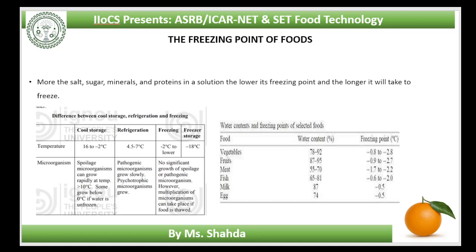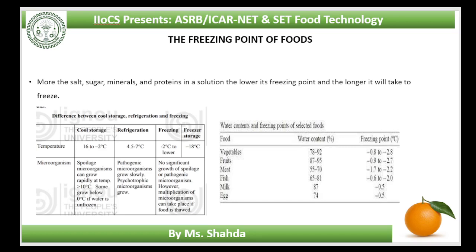There are some other terms which are often used while describing the aspects of low temperature storage and are loosely defined. The common terms are cold storage, refrigeration and freezing. For cold storage, the temperature is 16 to minus 20 degrees Celsius, whereas in the case of refrigeration it is 4.5 to 7 degrees Celsius. Freezing is minus 2 degrees Celsius or lower. Freezing storage will be minus 18 degrees Celsius.